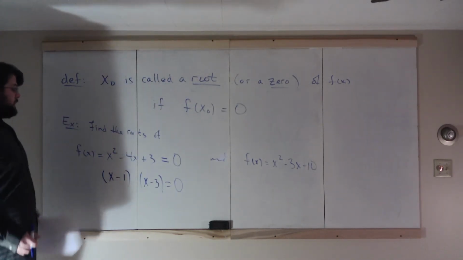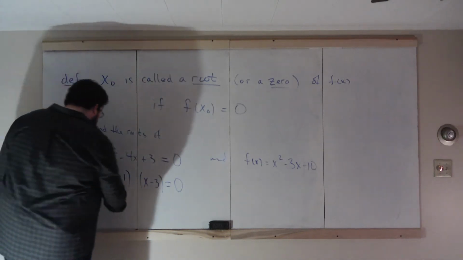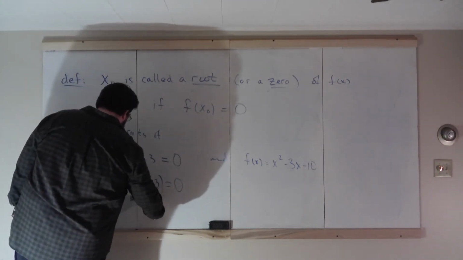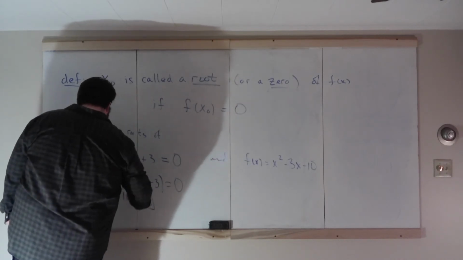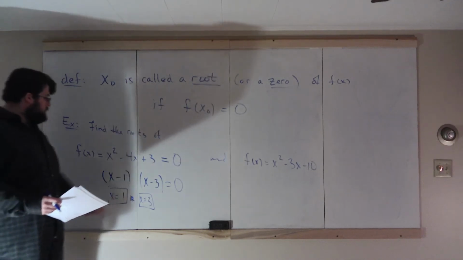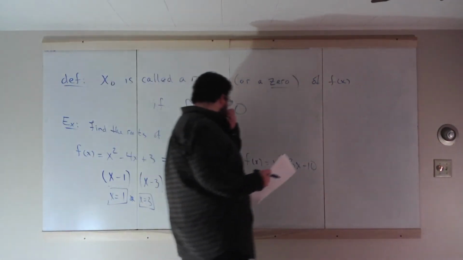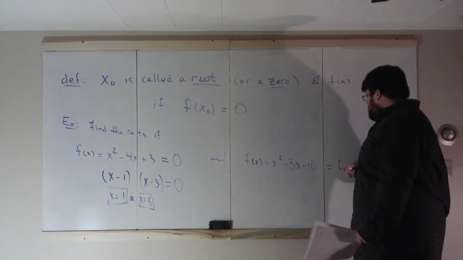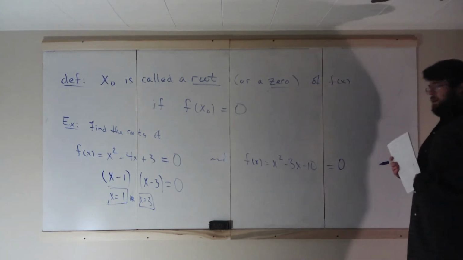Two things multiplied equals 0. You set each one equal to 0. So you get x equals 1 or x equals 3. This first thing equals 0 when x equals 1. The second thing equals 0 when x equals 3. Well, and let's do the same thing with this. x squared minus 3x minus 10.